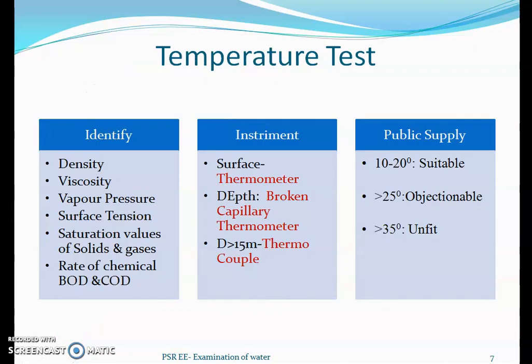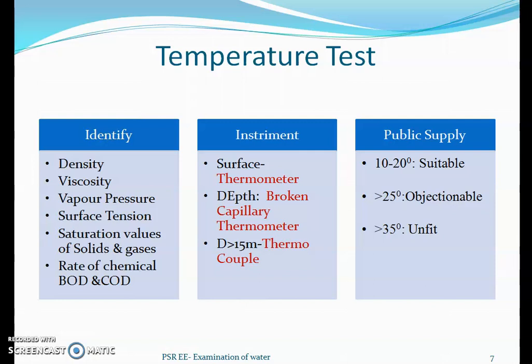Generally, temperature is measured using a thermometer, an ordinary thermometer. Even in our body, to find out, we do use a thermometer. And what is the importance of the temperature test? The density, viscosity, vapor pressure, surface tension, saturation values of solids and gases, rate of chemical actions, and biological and chemical oxygen demand. All these activities are determined on the basis of temperature only.